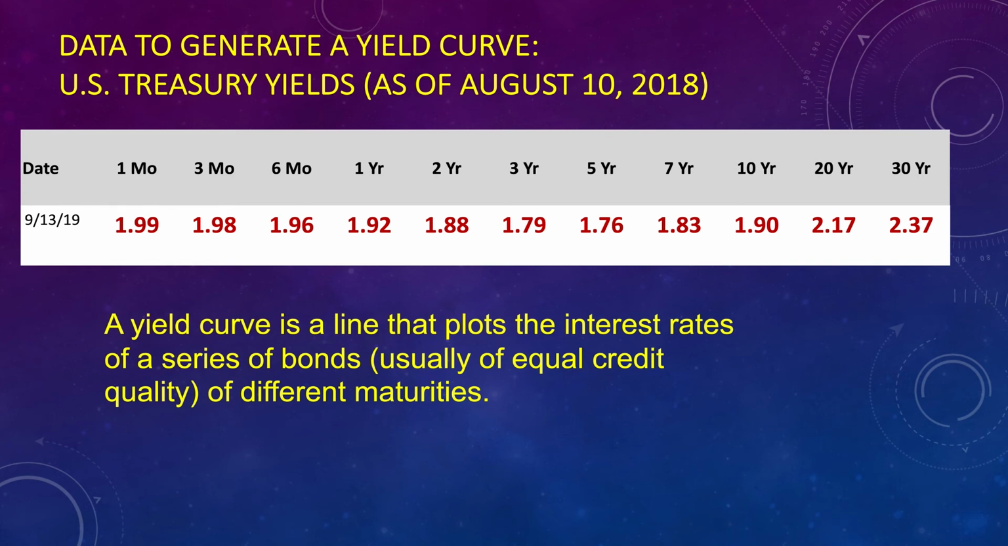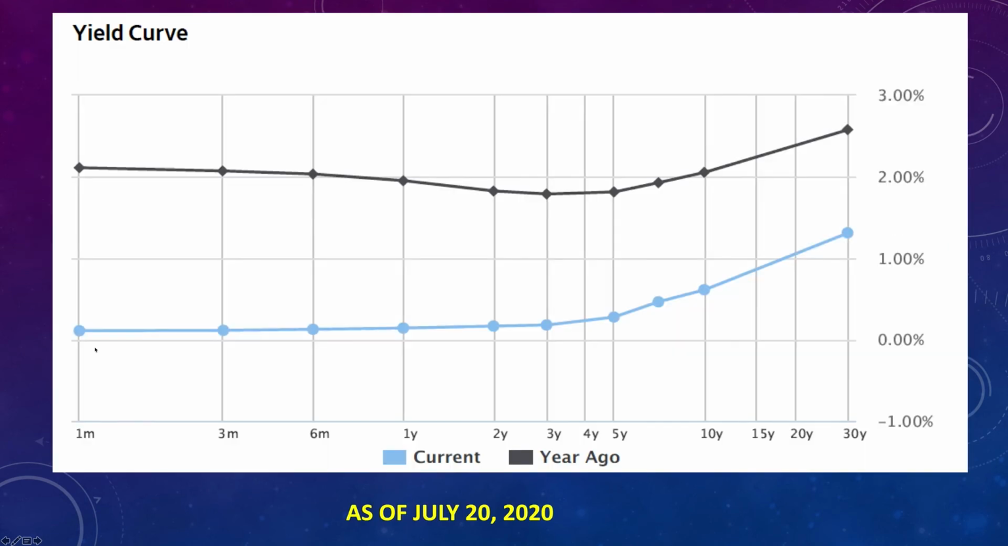A yield curve plots these on a graph, so to speak. And when you do that, you end up with something like this. And this is as of July 20th. What we see is the current yield curve is pretty low. All right, you go out and buy a 1 month Treasury bill, you're basically getting just a little bit over 0%, about 0.1%. Getting a 30-year bond, you're only getting like 1.3, 1.4% interest. A year ago, interest rates were higher all across the U.S. Treasury yield curve. So that's what happens when you plot out all those numbers.